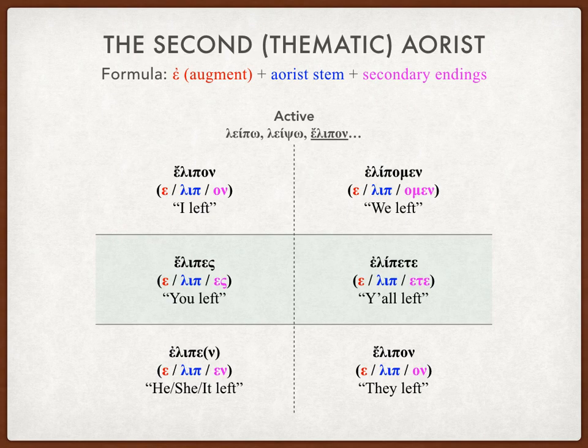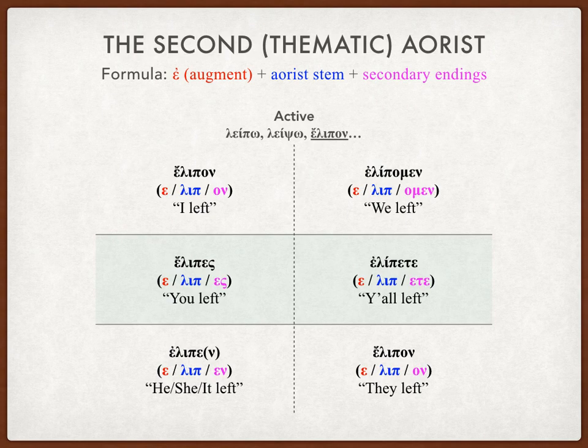So because I know elipon is the aorist stem, I can take that third principal part that's underlined and go through all the forms. So I'll start with the obvious one, elipon, I left, which has an augment. You can see the epsilon in red. The aorist stem lip, which you can see is blue, and the secondary ending on for I. So when I put those three together, I get elipon, or I left. It's a pretty simple formula when you really get down to it.